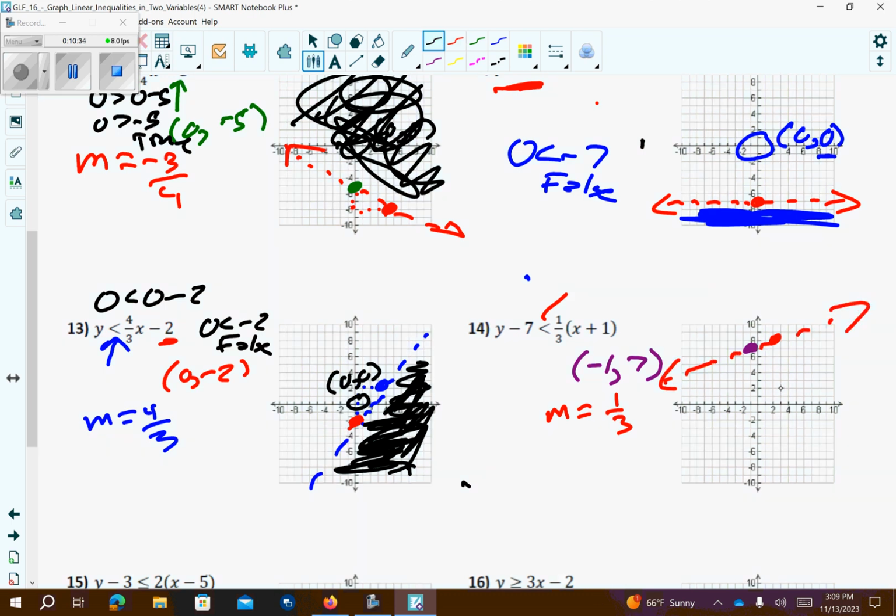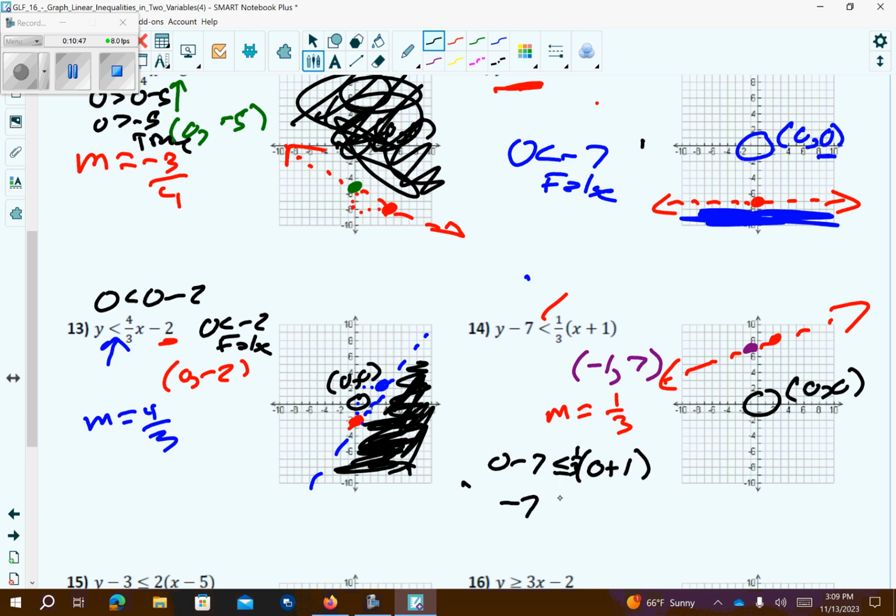I'm going to look, do I have 0, 0 here? I do. So I'm going to plug 0 in. So I'm going to get 0 minus 7. Is that less than or equal to 0 plus 1? Oops, there's a 1/3 right there. Sorry about that. So I get -7. Is -7 less than or equal to 0 plus 1 is 1, 1/3 times 1 is 1/3? Is -7 less than that? And that's true. So we're going to shade the side that 0, 0 is on because it was a true statement.